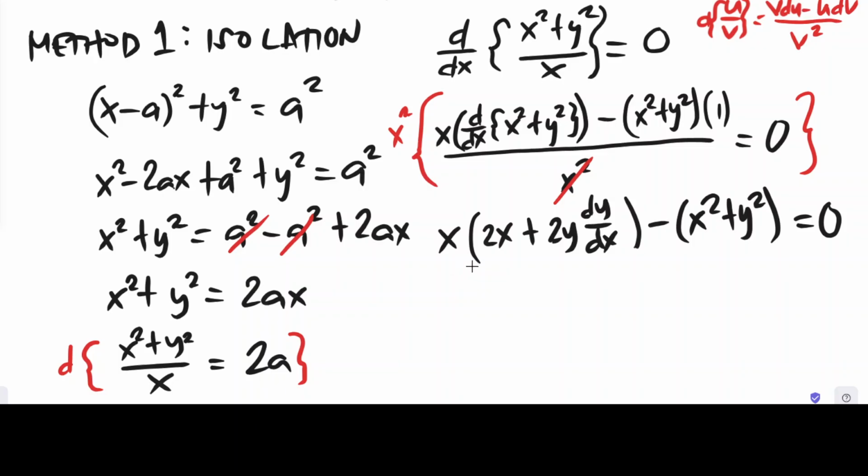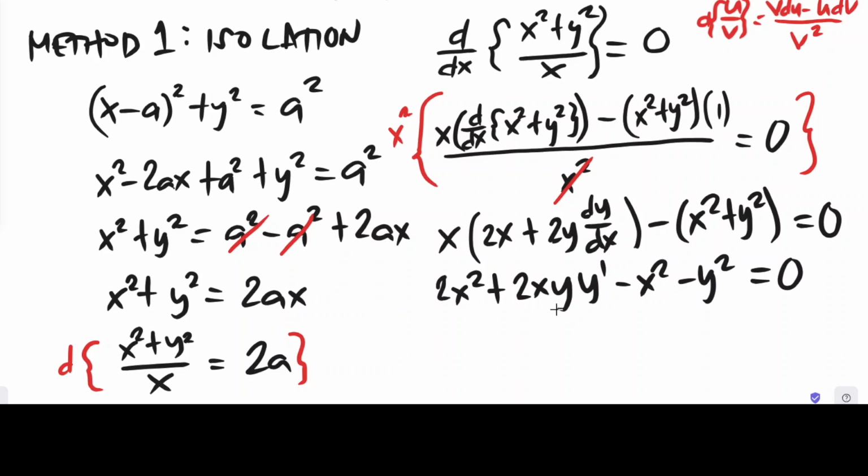So x times 2x is 2x squared, x times 2y is 2xy, then dy over dx, again, we will write this as y prime, minus x squared minus y squared is equal to 0. Okay, then let's see if we can simplify more terms. So we have 2x squared here, we have x squared here, so 2x squared minus x squared, then we can combine. So what will be left is 2xy y prime plus x squared minus y squared is equal to 0.